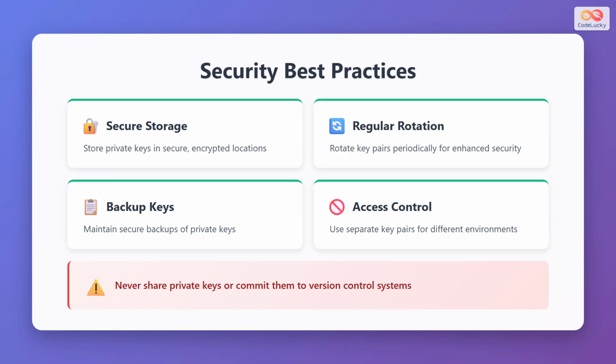Follow these security best practices for key pair management. Store private keys in secure, encrypted locations and never leave them in easily accessible directories. Rotate key pairs periodically to enhance security, especially if team members change or keys may have been compromised. Maintain secure backups of your private keys in case the original is lost. Use separate key pairs for different environments like development, staging, and production to limit the impact of a potential compromise. Most importantly, never share private keys with others and never commit them to version control systems like Git, as this would expose your credentials publicly.